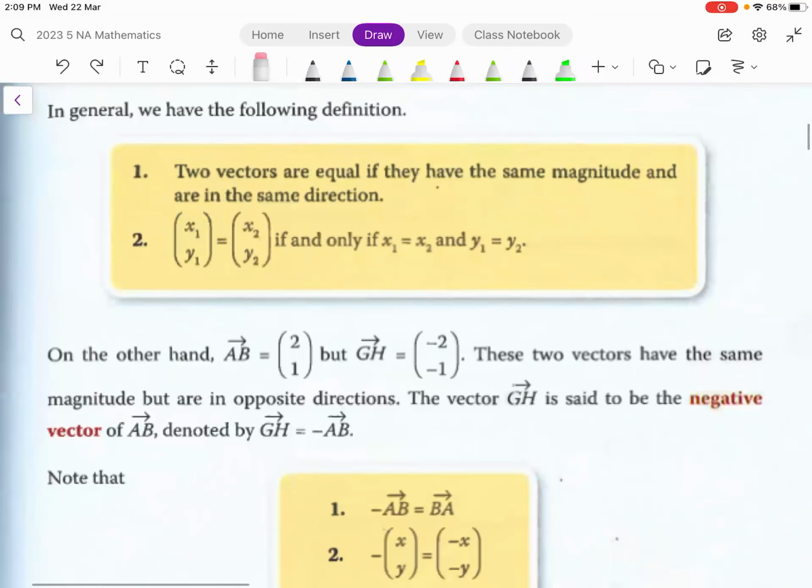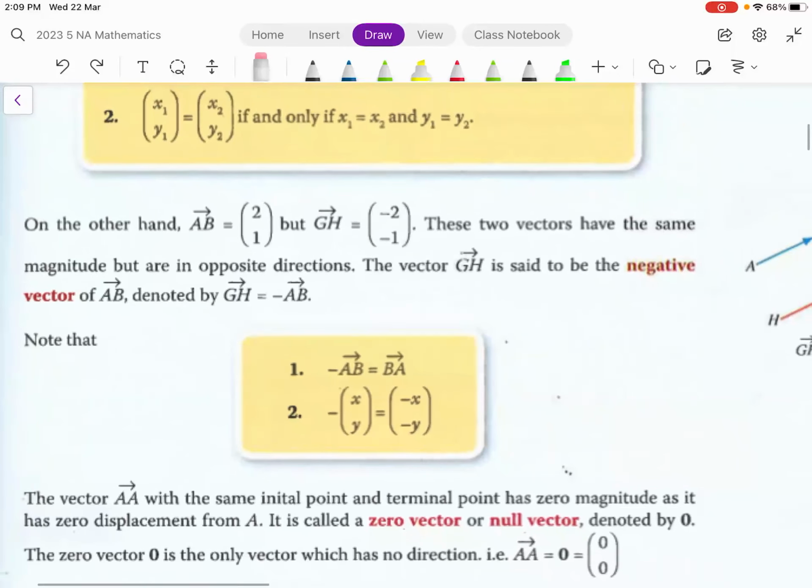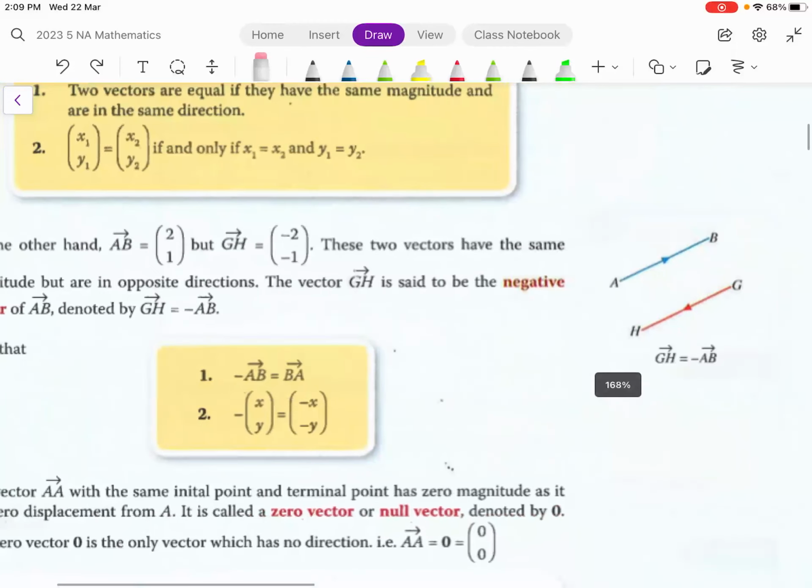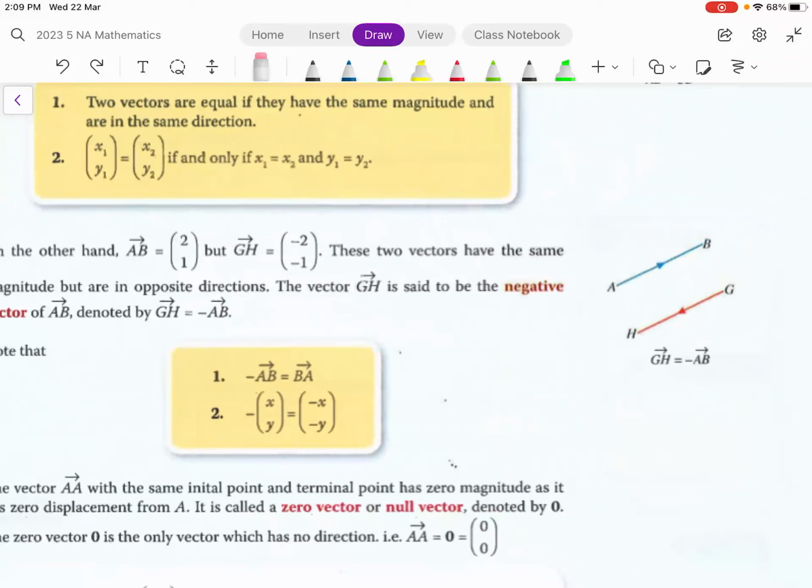Okay, on the other hand, AB, which is (2, 1), versus GH. GH is (-2, -1). So look at the diagram. A to B, 2 units to the right, 1 unit upwards. G to H, 2 units to the left, 1 unit downward. Same magnitude, but totally different direction. Can you see that? All the blue and the red vectors, opposite direction.